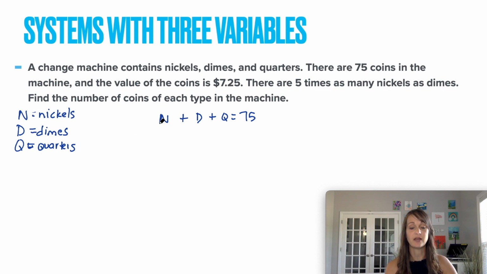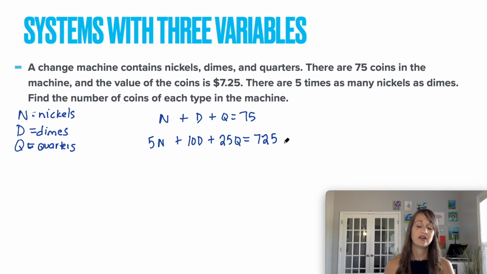So what's the value of the nickel? Well, a nickel is 5 cents. I don't like decimals, and so instead of putting 0.05 to keep it as dollars, I'm going to represent it as cents. So 5 cents is a nickel, 10 cents is what a dime is worth, and then 25 cents is what a quarter is worth, and the total value is 725 cents. If you don't have decimals over here, don't put decimals on the right-hand side either.